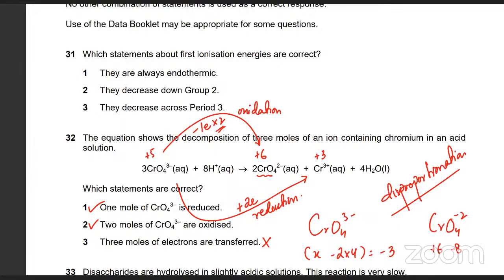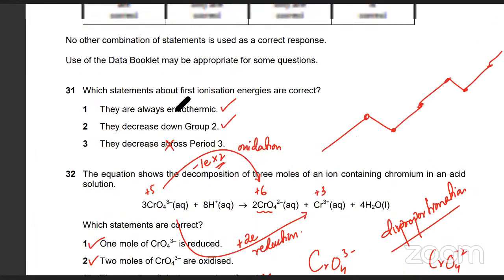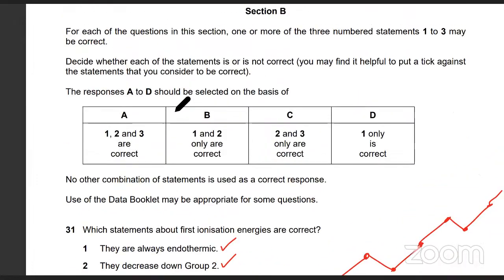Okay, next one. Which statement about first ionization energies are correct? The ionization energies are always endothermic. Any ionization energy requires energy to remove electrons. They decrease down group 2, is that true? Yes, sir. 1 and 2. Okay. And they don't decrease across the period. Oh, they always increase. There's a dip at 3, then you have increases, then dip, then increases. It increases across the period, generally. So the third one is wrong.